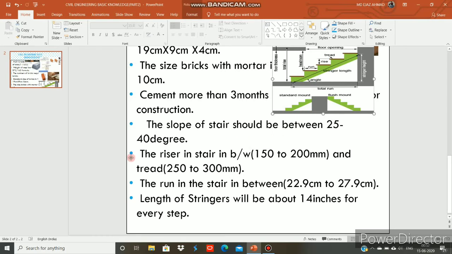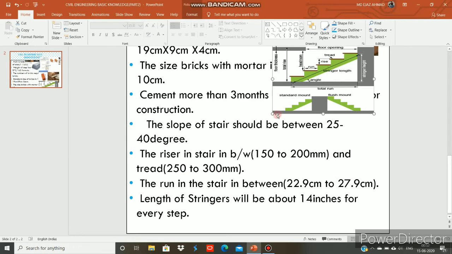Our next point: the riser in the stair is between 150 to 200 mm and the tread is 250 to 300 mm. This is your riser. The height of the riser should be 150 mm to 200 mm, and this is your tread. Tread is 250 to 300 mm.